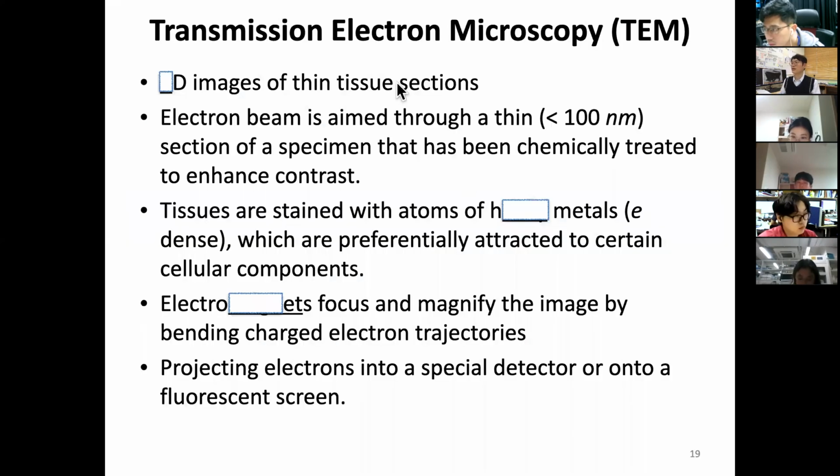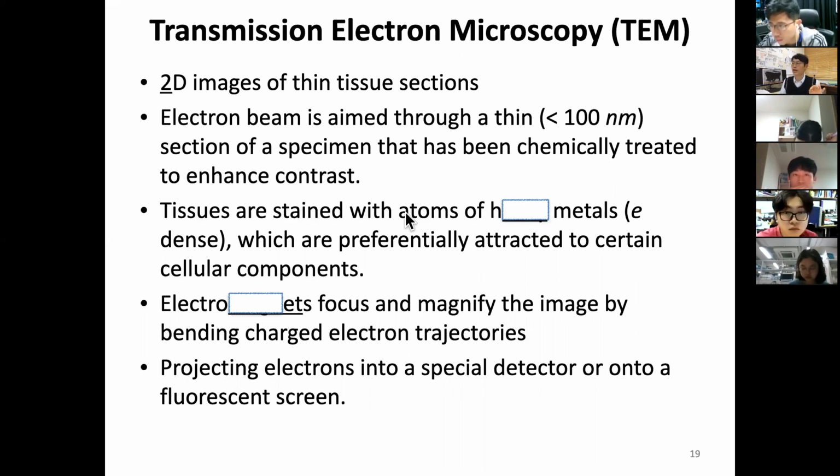Hopefully this makes sense. Then TEM is a thin tissue section. TEM thus gives 2D images, okay? The electron beam is aimed through a thin section, it has to be thin, tens of nanometers, less than 100 nanometers for the electron to pass through, of a specimen that has been chemically treated to enhance contrast. This is important, chemically treated. You are not seeing the sample molecule directly. You are seeing that treatment, which is specifically attached to the structure of the sample.